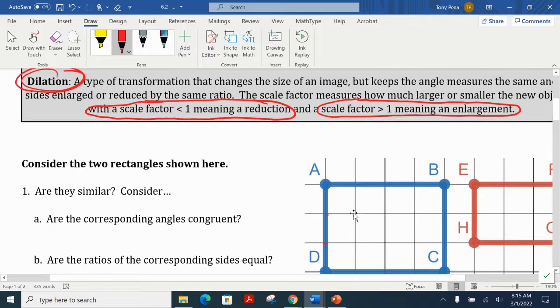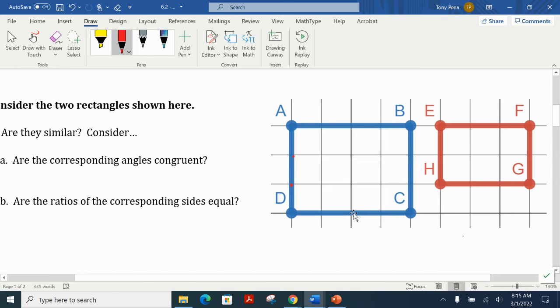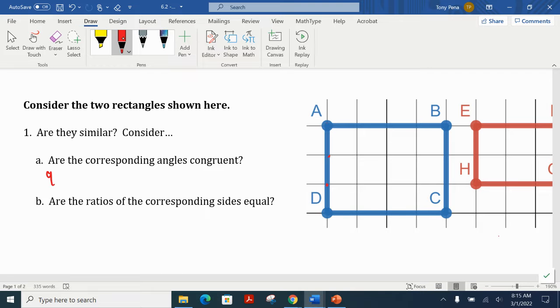Now the first problem. So this, everybody kind of understood, I think. You can look at these angles, and I was talking about how these are all 90-degree angles. So since these are all going to be 90 degrees, we definitely satisfy the idea that the corresponding angles are congruent. All right, so that's what you're writing now in letter A. So 1A, you're going to say yes, because all angles are 90 degrees.